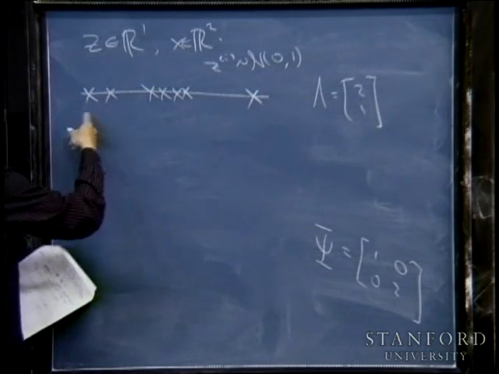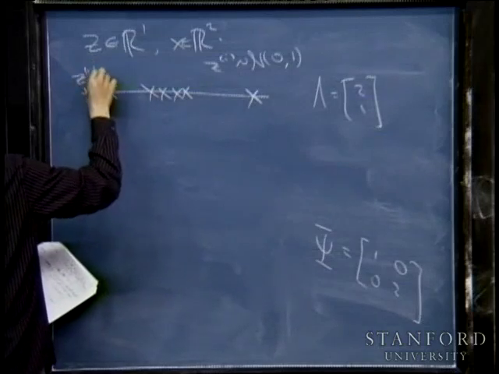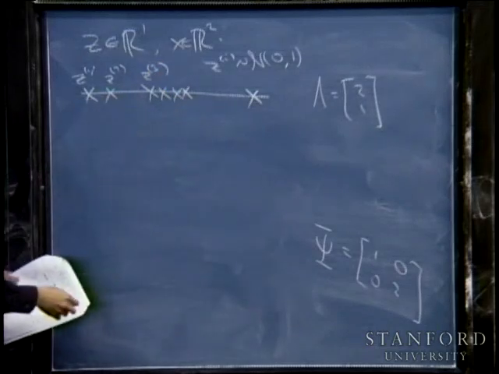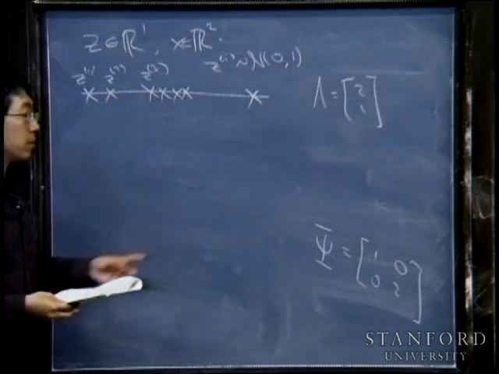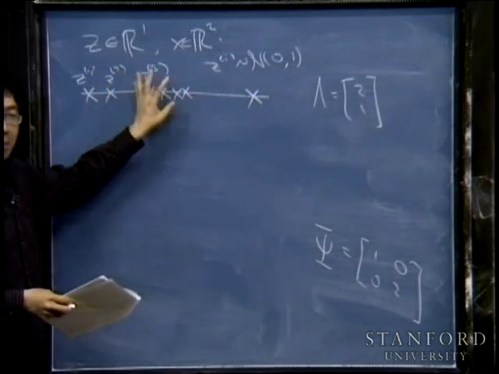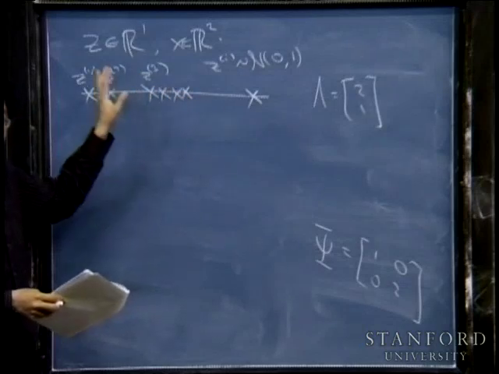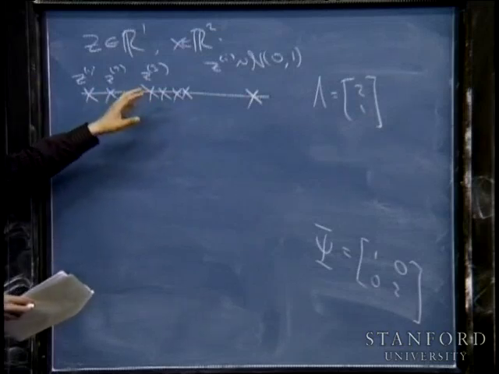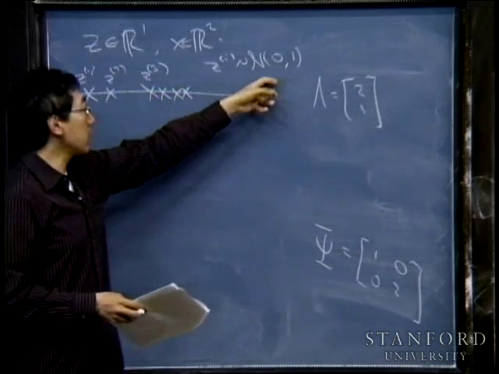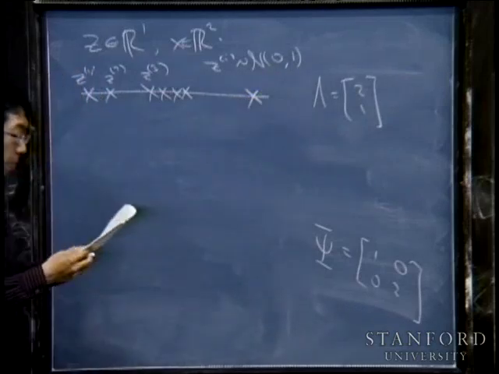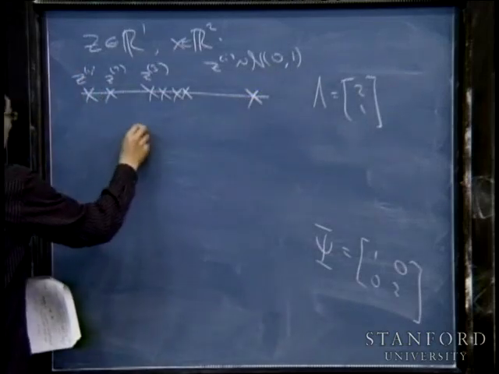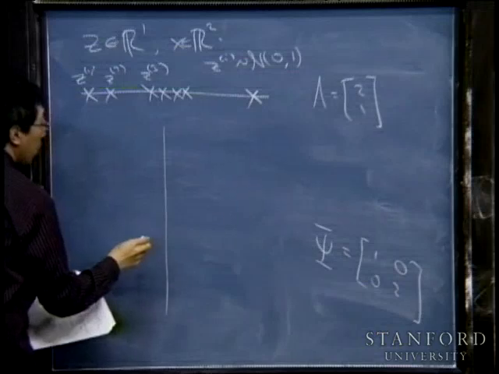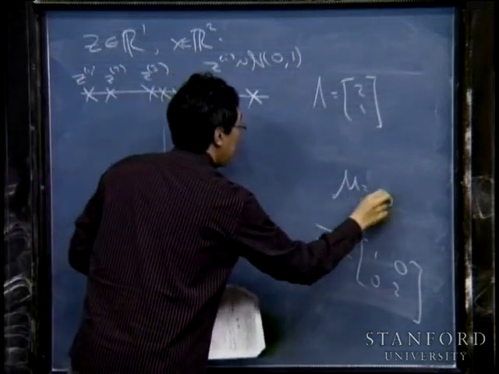I'm going to call these z1, z2, z3, and so on. If this really were a typical sample, the order of the z's would be jumbled up, but I'm ordering them like this just to make the example easier. This is a typical sample of the random variable z from a Gaussian distribution with mean zero and covariance 1. And for this example, let me just set mu equals 0.